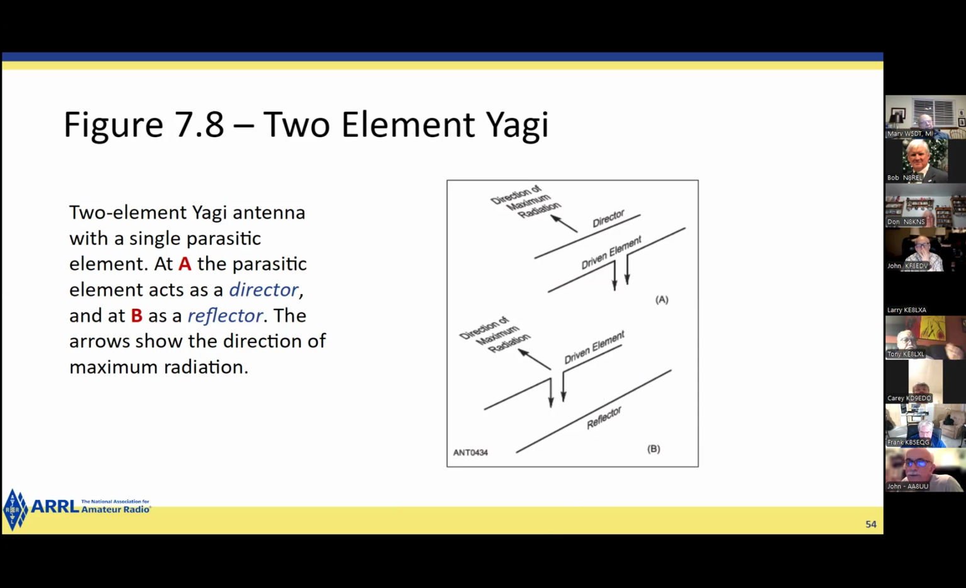Larry, it has to do with the distance between the elements as the wave travels that distance. And not only the length of the director or reflector, it's also the distance between them, because there's a phase difference. It gets more complicated than I can explain. That's probably why I asked the question, because it's complicated to me too.